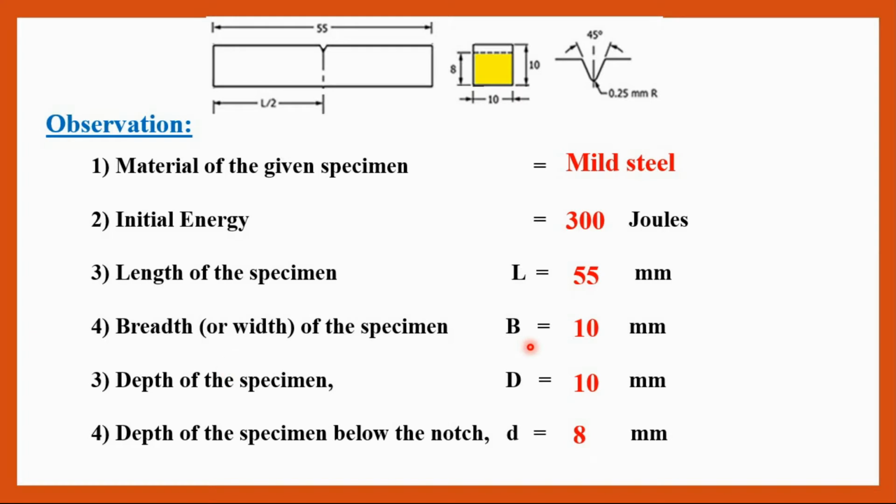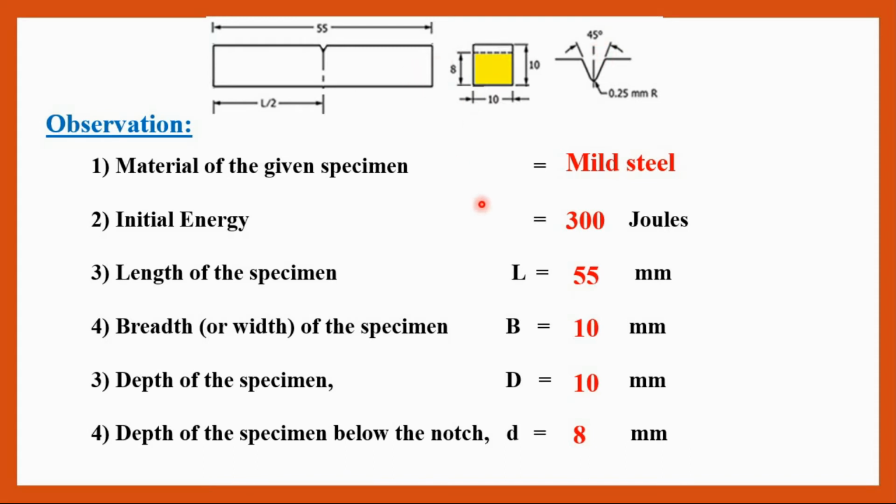Then the breadth and the depth of the specimen both will be 10 mm only, meaning the overall cross section will be 10 mm by 10 mm, but the depth of the specimen below the notch is 8 mm, meaning the notch we provided is 2 mm and the depth below the notch is 8 mm, and the radius of that U notch is 0.25 mm, and this angle is 45 degrees. This is regarding the details of the notch we have provided in the Charpy test.